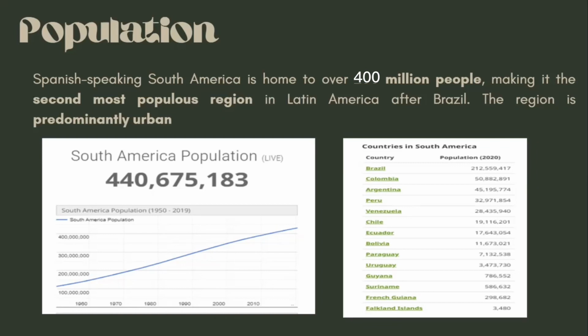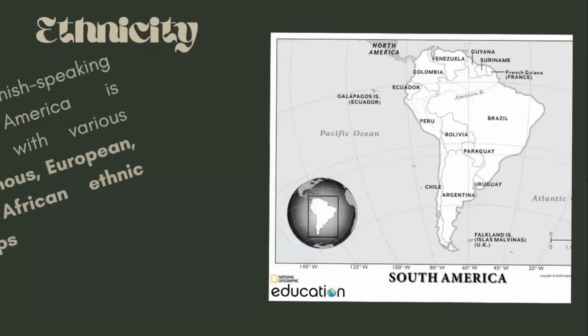In addition, rural to urban migration has also played a significant role in the growth of cities in the region, with many people moving from rural areas to urban centers in search of better economic opportunities and a higher standard of living. Despite the predominance of urban areas in South America, there are still significant rural populations in many parts of the region, particularly in countries such as Bolivia, Paraguay, and Peru. These rural populations often face challenges such as limited access to healthcare and education, as well as economic and social marginalization. Now let's move on to its ethnicity.